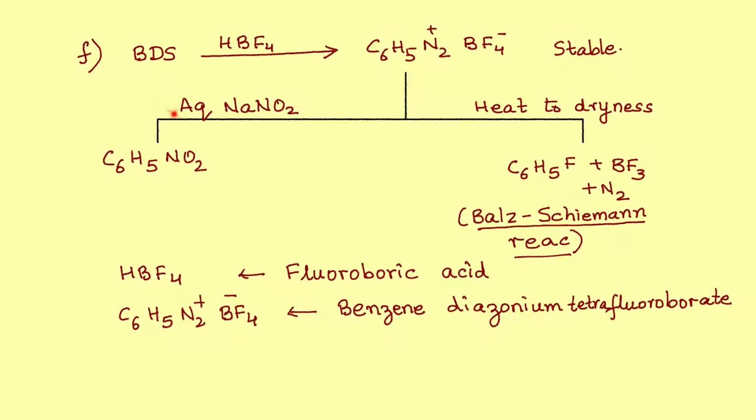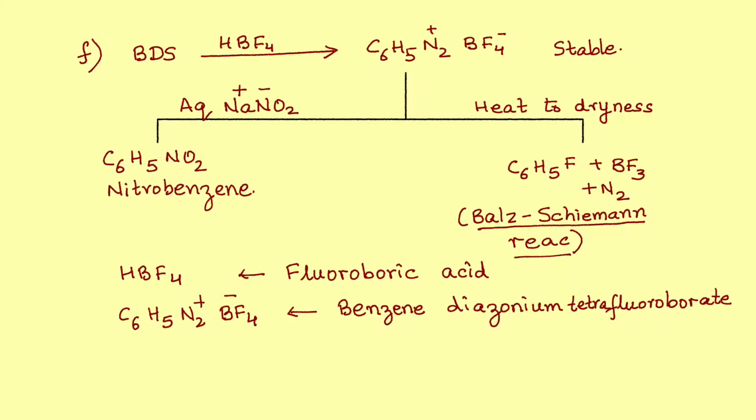On treatment with aqueous NaNO2, sodium nitrite, again what will happen is, yes, of course, substitution by a nucleophile. So you will have over here C6H5NO2, nitrobenzene. Otherwise, are nitrobenzenes easy to form? Have you formed this earlier under reactions of benzene? Can you recall the reaction that takes place?